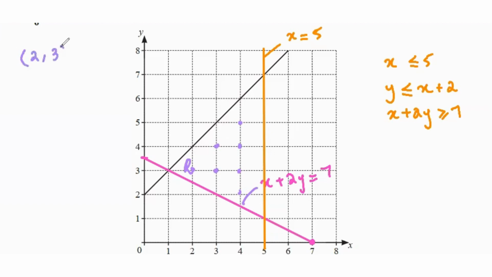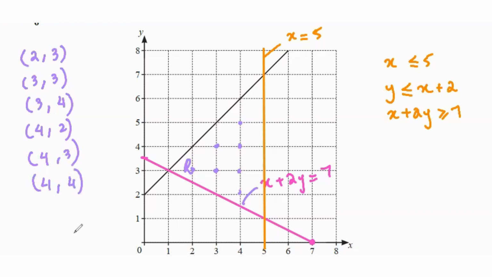(2, 3), (3, 3), (3, 4), then (4, 2), (4, 3), (4, 4), and lastly (4, 5). So we have 1, 2, 3, 4, 5, 6, 7 possible values for the coordinates of Z.